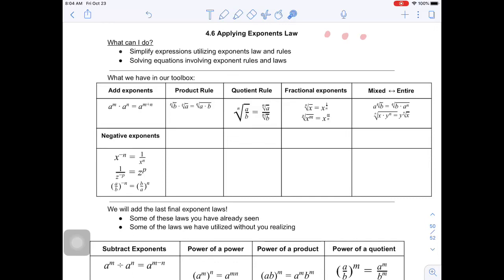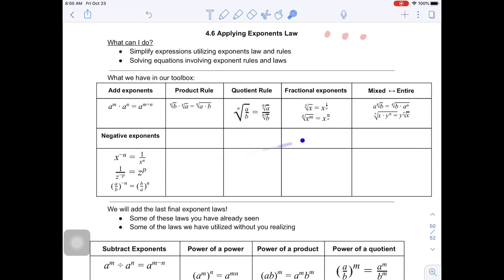Okay, Math 10C, so we are now on to 4.6, and in this video we're going to be applying exponent laws. Up to this point we've learned tons of exponent laws. These are all of the tools that we have in our toolbox that not only have to do with exponents but also have to do with radicals, and hopefully by this point we understand that those two things are indeed related. Now, in this video, we want to learn how to simplify expressions utilizing exponent laws and rules.